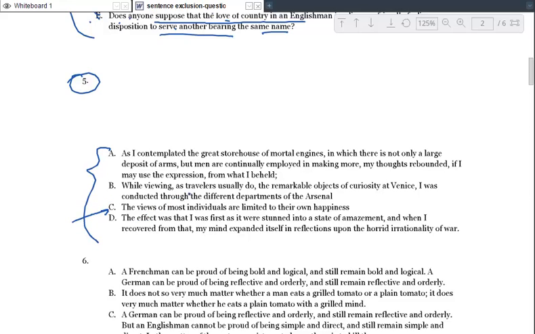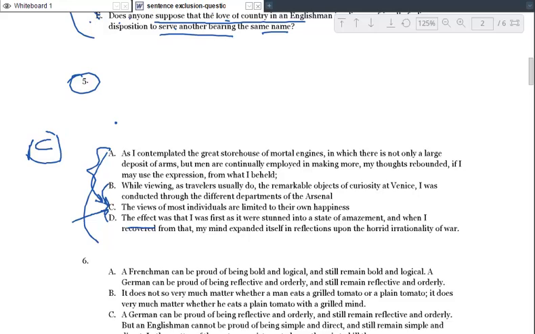The views of most individuals are limited to their own happiness. So if you choose C as the opening sentence, then what would be the next sentence? The effect cannot be connected with C. B, C also cannot be connected. Even A or C cannot be connected. So you immediately get a feeling that C is an independent sentence. It connects with none of the other statements, and so you have found the odd sentence.